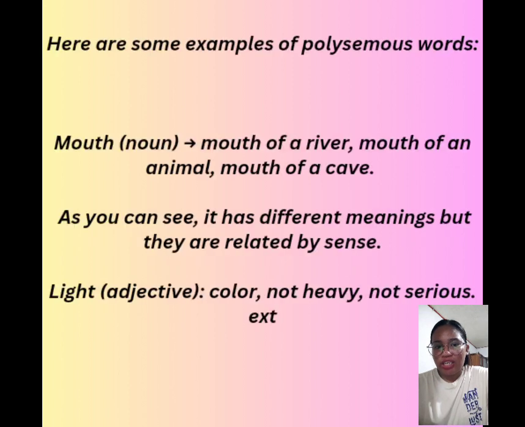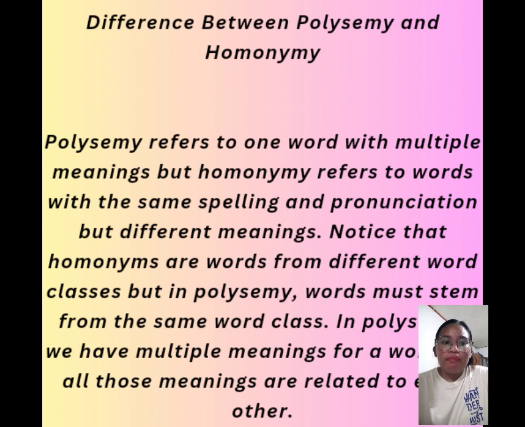Polysemy. Polysemy happens when a word has more than one meaning and its meanings are listed under 1, 2, and 3 in a dictionary. Here are some examples of polysemous words. Mouth, noun. Mouth of a river, mouth of an animal, mouth of a cake. As you can see, it has different meanings but they are related by sense. Light, adjective. Color, not heavy, not serious.